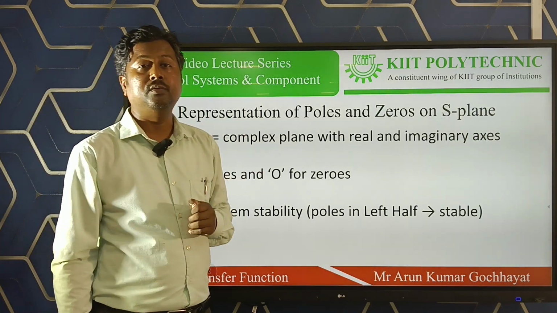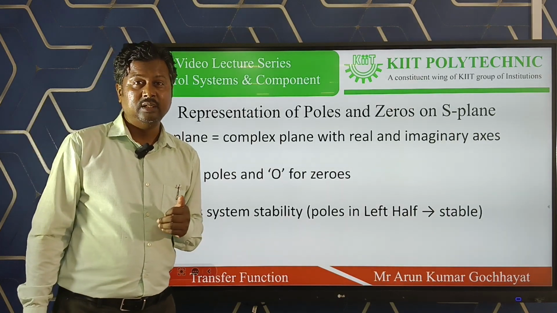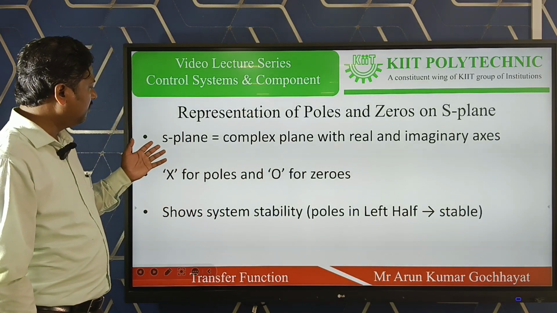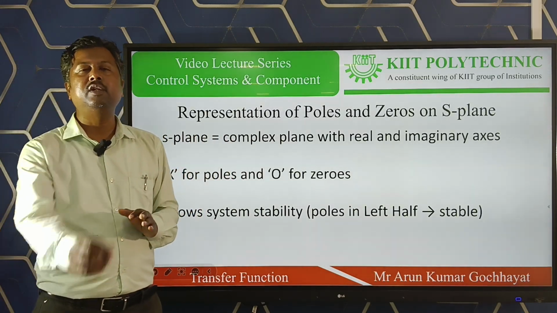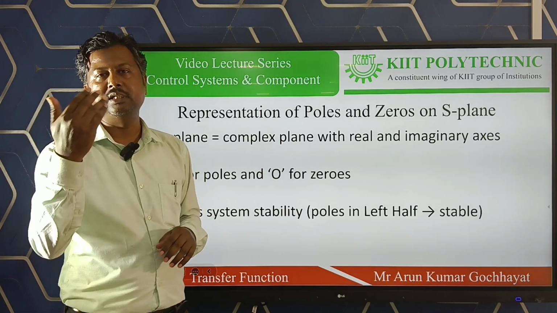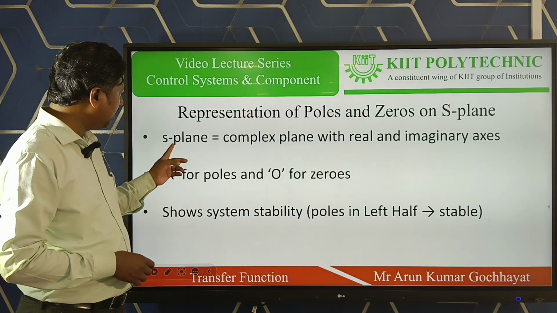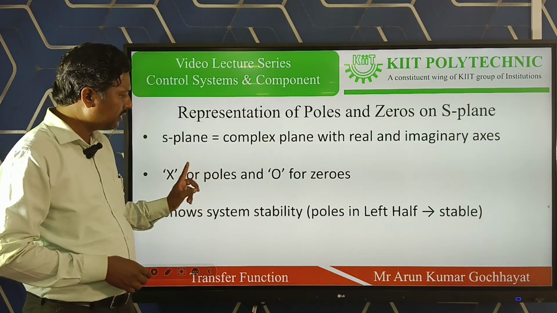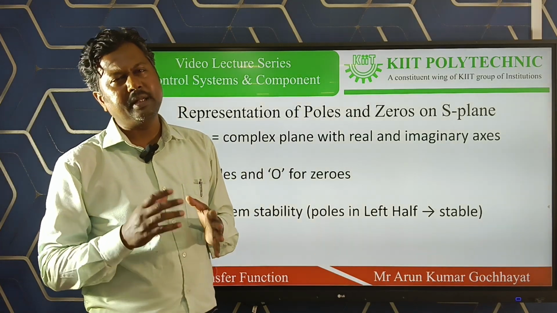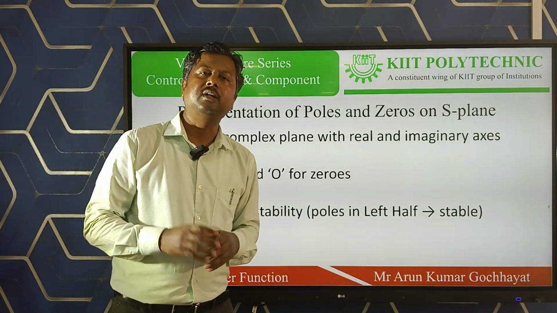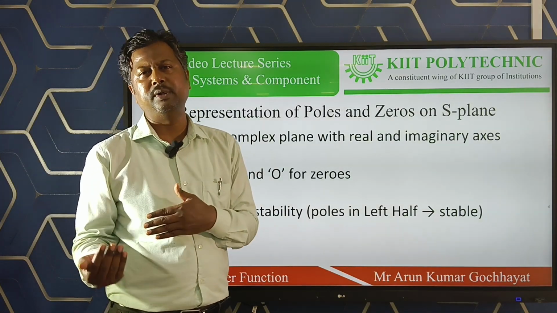represent those poles and zeros over the S plane. S is the complex frequency. So when representing poles and zeros over the S plane, we need to take the real part along the x-axis and the imaginary part along the y-axis. These values of S, that means the poles and zeros, many a time come in complex form, and sometimes they have either the real part only or the imaginary part only.